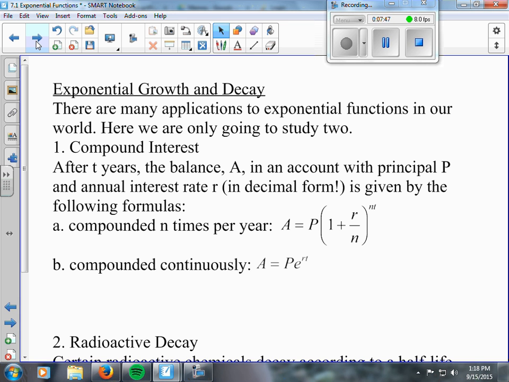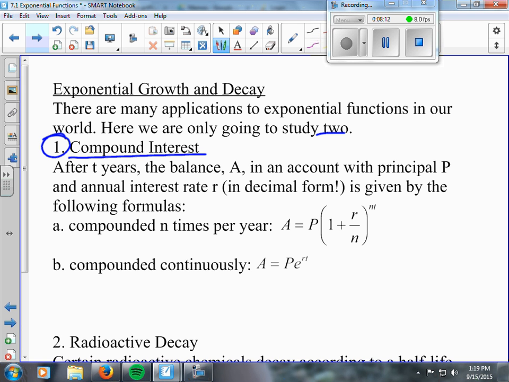Okay. So that was just a brief introduction into exponential functions, and you've had work with exponential functions before. We're going to talk for the rest of the time about applications of exponential functions, and this is growth and decay. We're going to study two. The first one is money and compound interest.